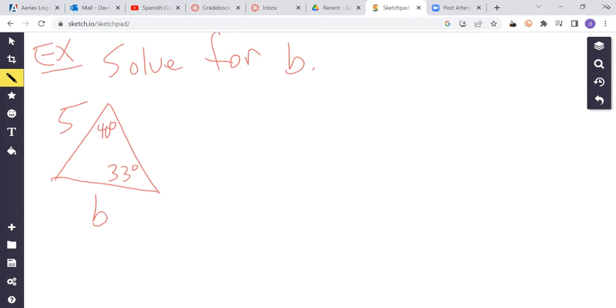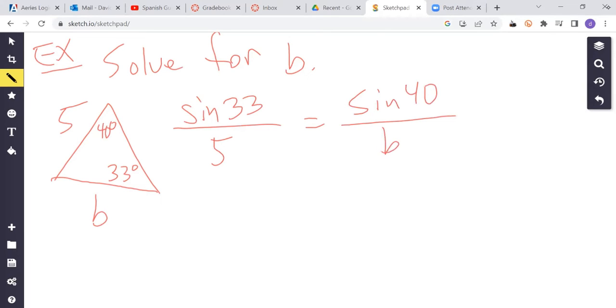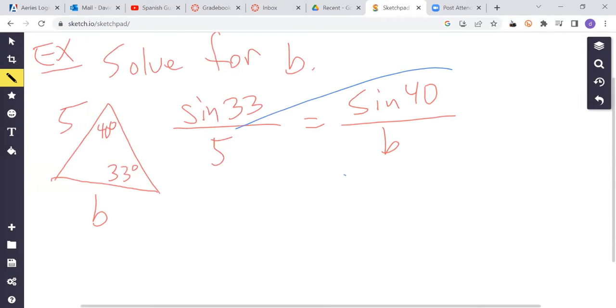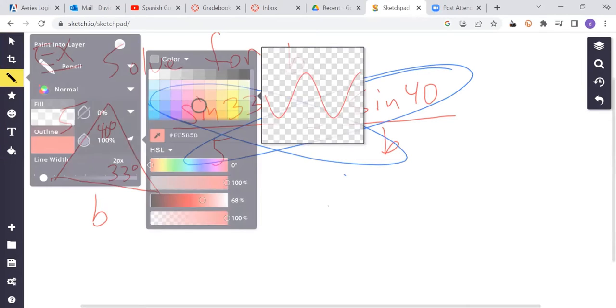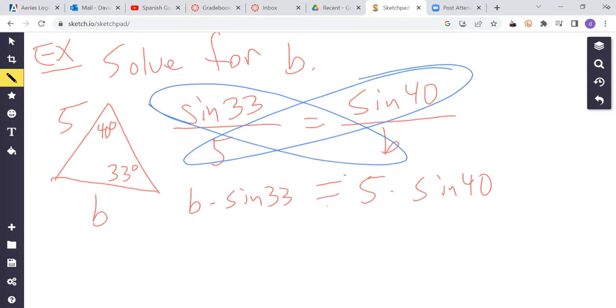So based on the law of sines, we could go like this. We could go sine of 33 over 5 equals sine of 40 divided by b. That's the equation that we can create. And then what we can do is cross multiply. So this would be b times sine 33 equals 5 times the sine of 40.